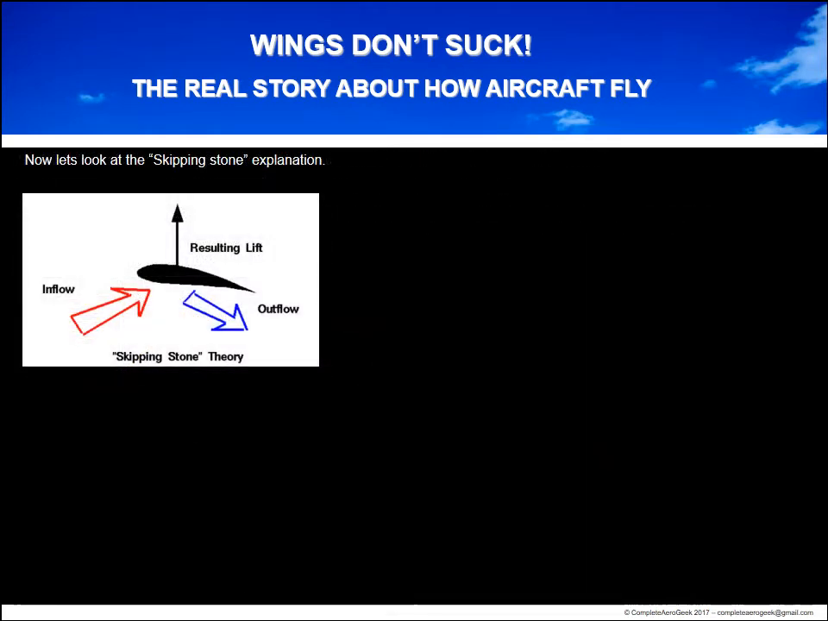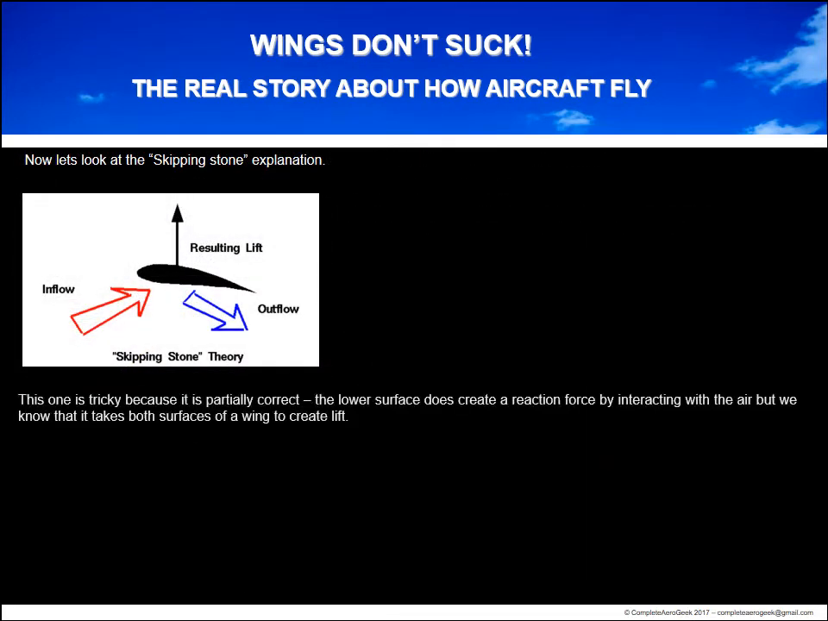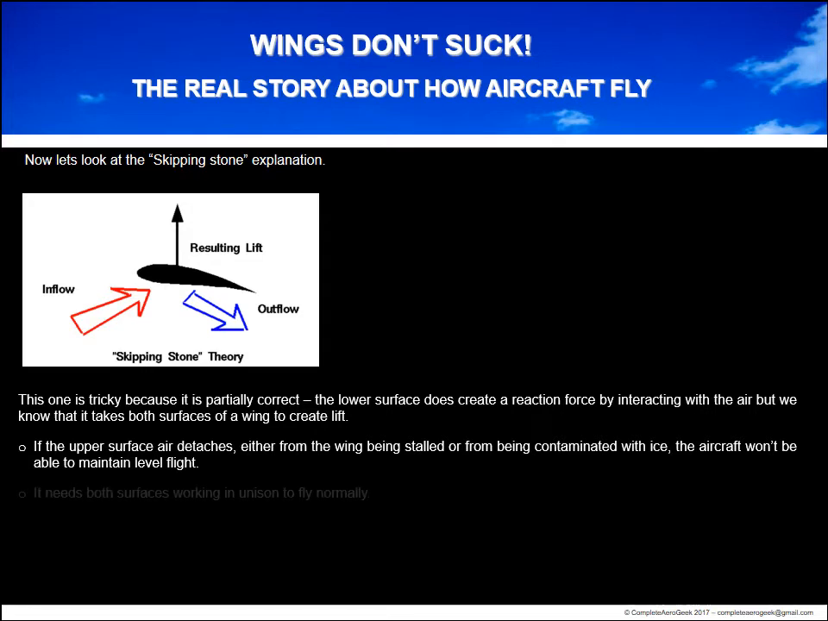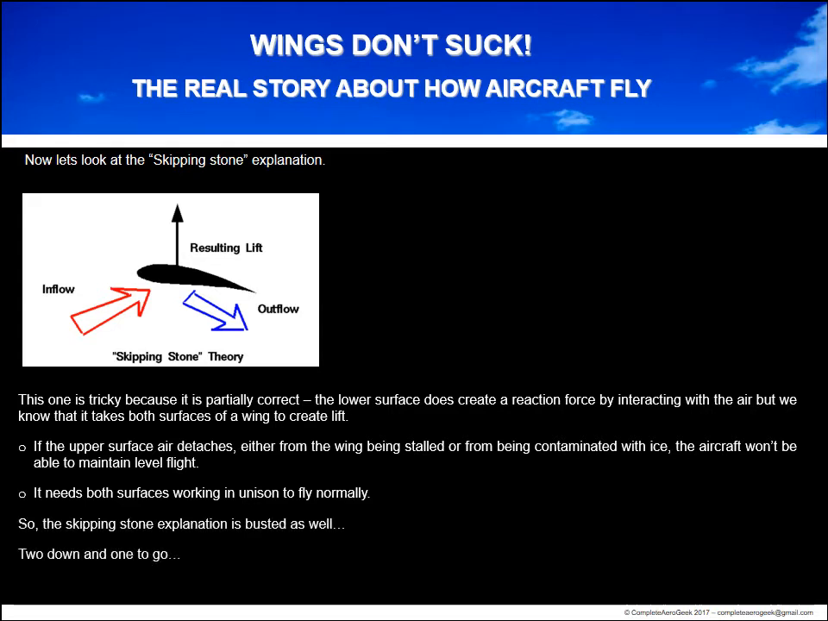Now let's look at the skipping stone explanation. This one is tricky because it is partially correct. The lower surface does create a reaction force by interacting with the air, but we know that it takes both surfaces of the wing to create lift. If the upper surface air detaches, either from the wing being stalled or from being contaminated with ice, the aircraft won't be able to maintain level flight. It needs both surfaces working in unison to fly normally. So, the skipping stone explanation is busted as well. Two down and one to go.